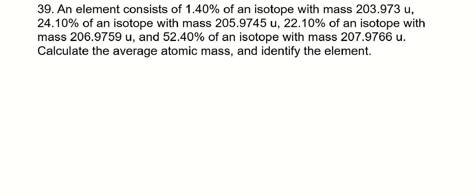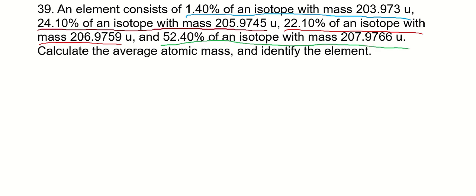All right, so we have a percentage of an isotope given the mass, percentage of another isotope given its mass, percentage of another isotope given its mass, and percentage of another isotope given its mass. So we have four isotopes, and we are asked to, running out of colors, here we go, purple, calculate the average atomic mass and then identify the element.